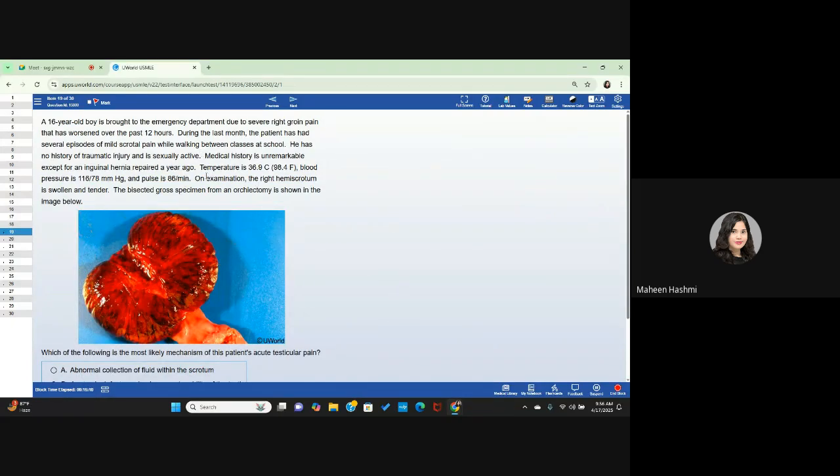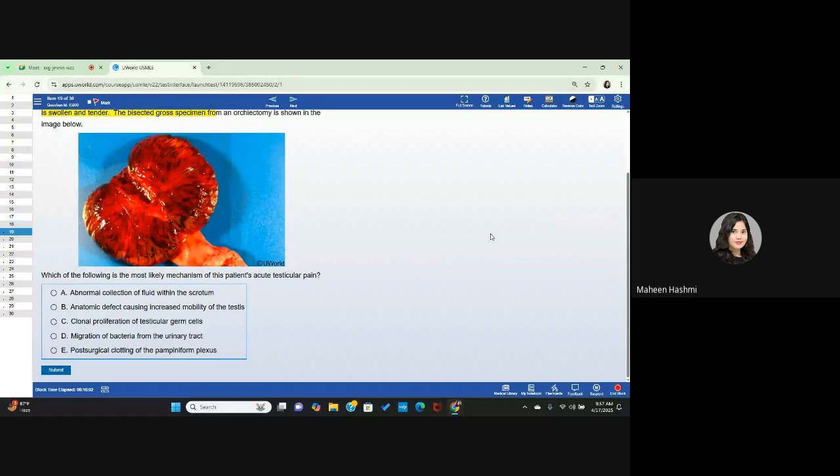All right, the right hemiscrotum is swollen and tender. This is the specimen shown to us. Severe right groin pain. There's this boy, and he's sexually active. Then this is testicular torsion, because of an anatomic defect causing increased mobility of the testes. That's B.